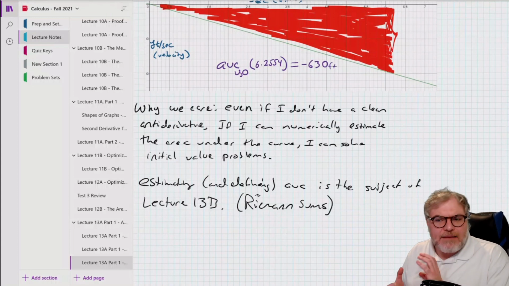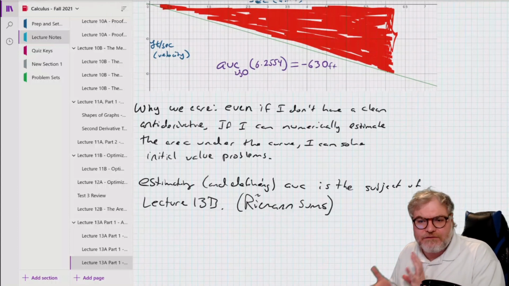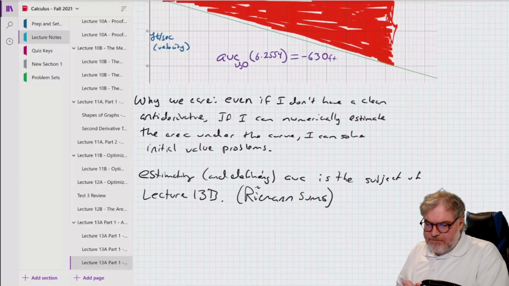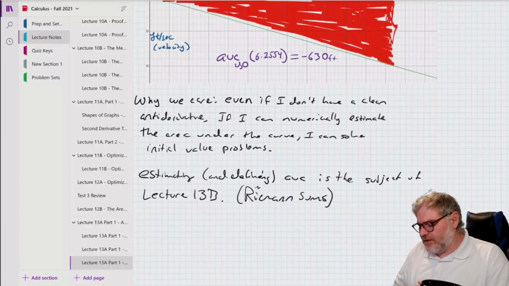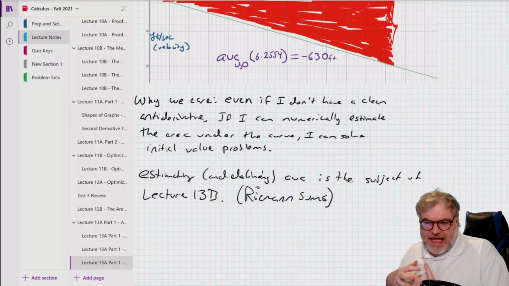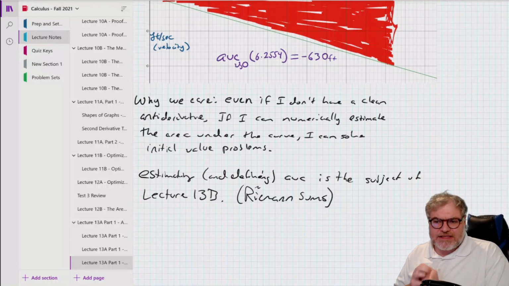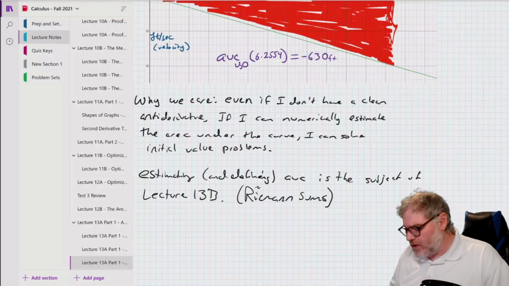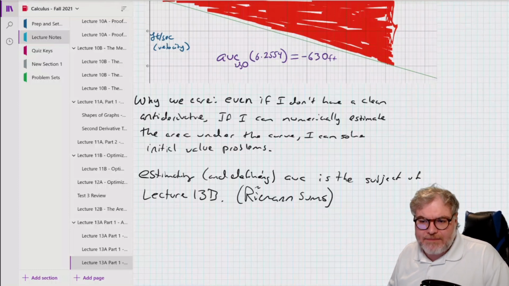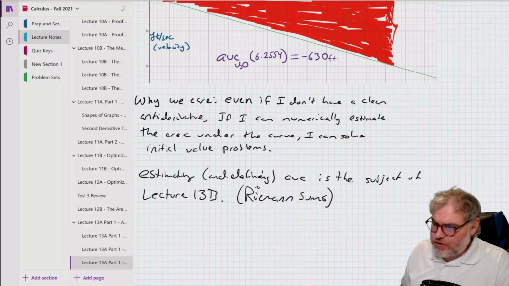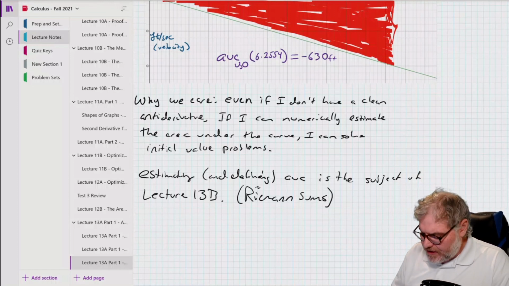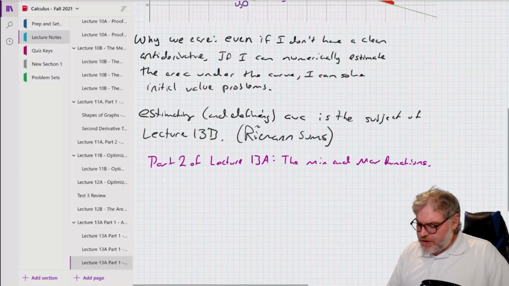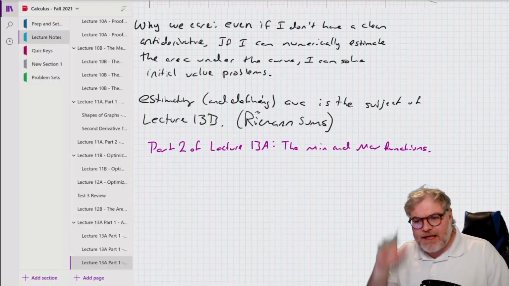I want to firm this up because what we want to do ultimately is prove the fundamental theorem of calculus. Next time, in lecture 13b, not in part 2 here, we're going to actually talk about that when we talk about Riemann sums. But in order to talk about Riemann sums and prove things with them, we need to talk about the min-max function. And that is part 2 of this lecture 13a. So join me for part 2 of 13a, the min and max function, and I'll see you in a moment.